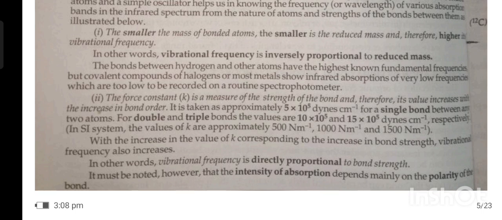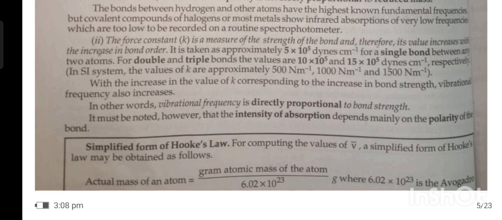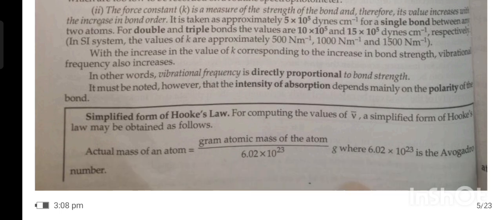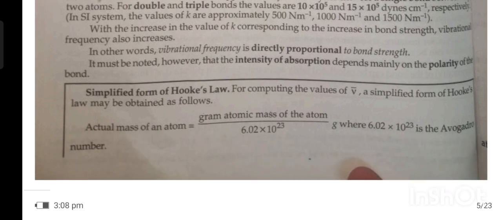With the increase in the value of K, corresponding to the increase in bond strength, vibrational frequency also increases. In other words, vibrational frequency is directly proportional to bond strength. It must be noted, however, that the intensity of absorption depends mostly on the polarity of the bonds.